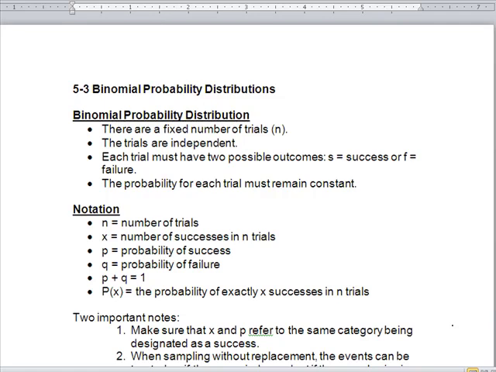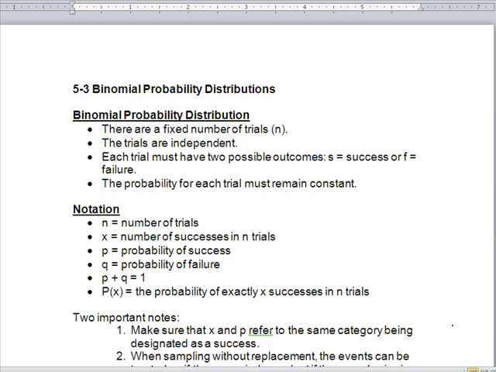Today we're taking a look at section 5-3 on binomial probability distributions. As we talked about in our previous section, we are discussing a probability distribution, and in particular, a discrete probability distribution. So we are talking about a case where we will have a random variable that will have a finite number of values.